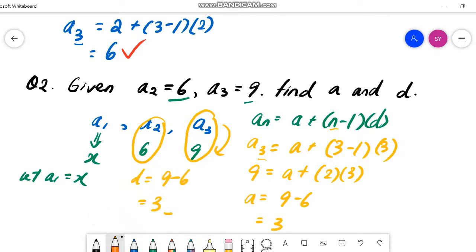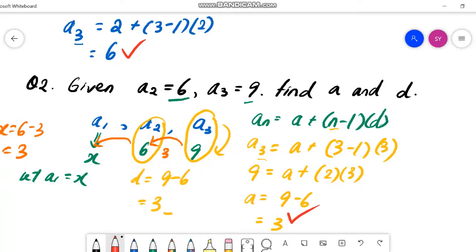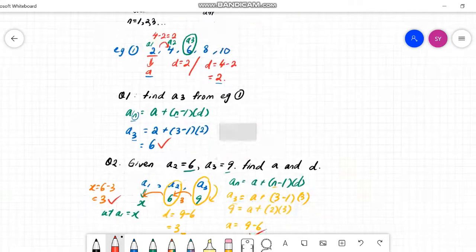So looking back to the question, the difference of 9 and 6 is 3. So 6 and x should differ by 3. So 6 minus 3, you get 3. So this is correct from the answer. So A is actually 3 and x is 3 because A1 is x, so x is 3.